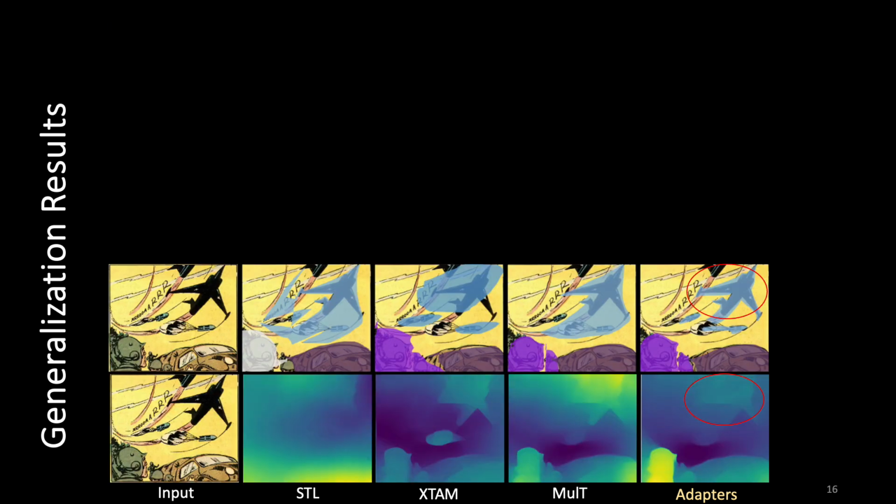Another example from DCM Comics shows that our adapters segment and predict the depth of the airplane more accurately compared to the baseline methods. Note that comics are very abstract and also disparate to a real-world photographic domain. We thus had to employ a style transfer mechanism to transfer the style of these comic images to that of the real world. For more results and quantitative evaluation, we defer the viewer to our project page.